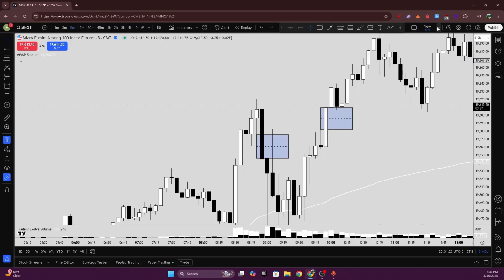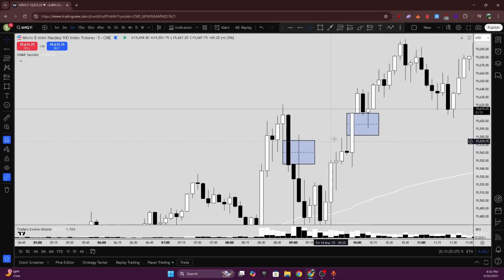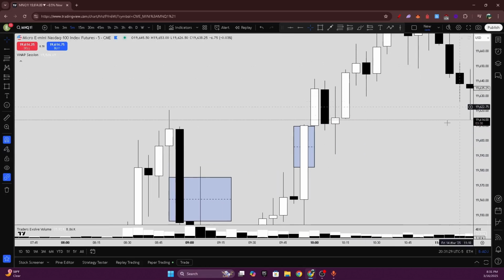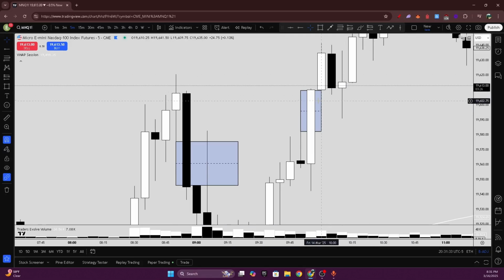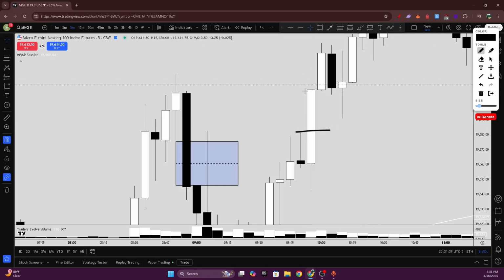Now, I want you to take a look and really tell me if you've understood this. This is a fair value gap. Why is this a fair value gap? Because we left a gap between these wicks.